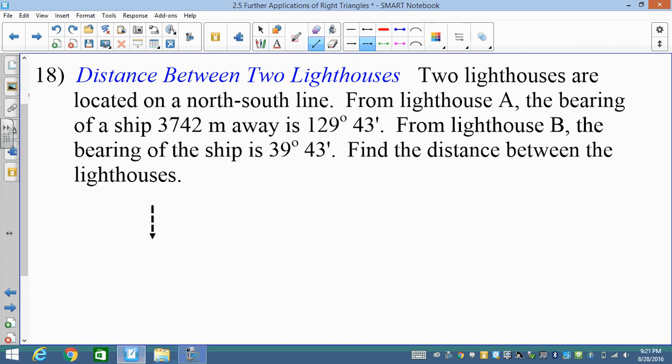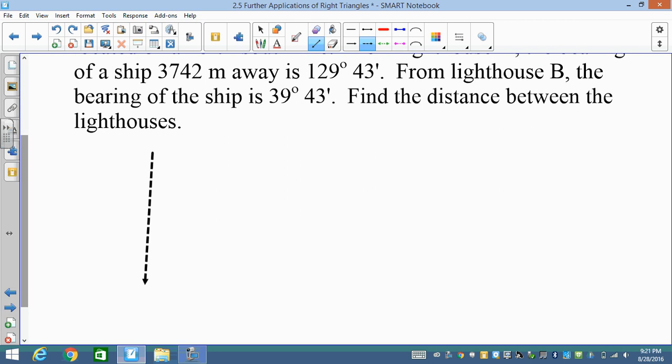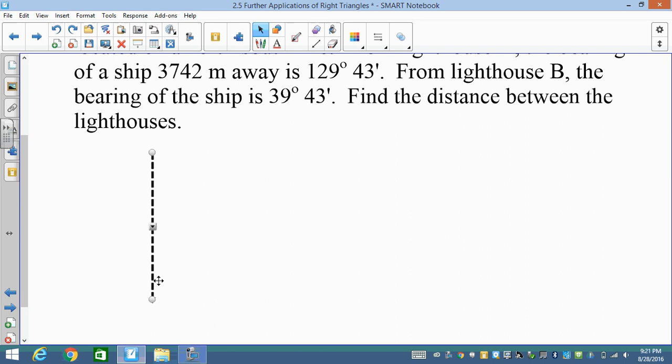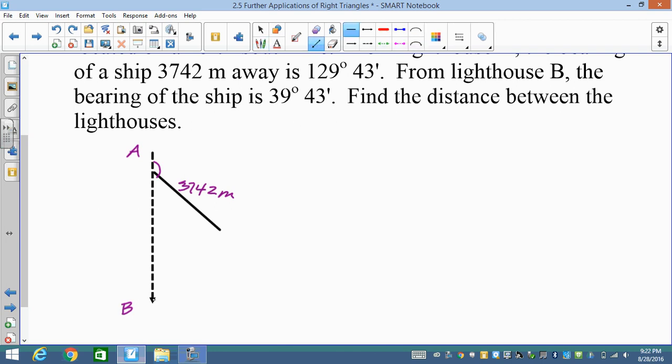So, get my handy dandy line going here. That's good enough. Okay. And I'm going to put up here, lighthouse A is up here, lighthouse B is down here. Now, it says that from lighthouse A, it traveled 3,742 meters, and it is at a bearing of 129 degrees. So a bearing of 129 degrees. Now I want to make sure you understand that we're talking this angle here. And then we went 3,742 meters. From lighthouse B, it's 39 degrees 43 minutes.